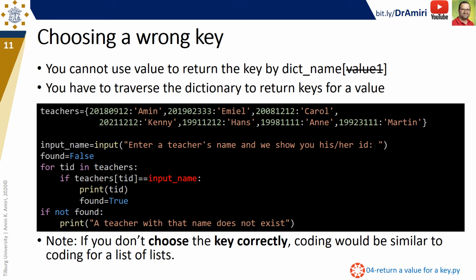completely useless. So always see what you're going to get from the user and what you're going to give to the user. And then based on that, choose the key and the value in the dictionary.